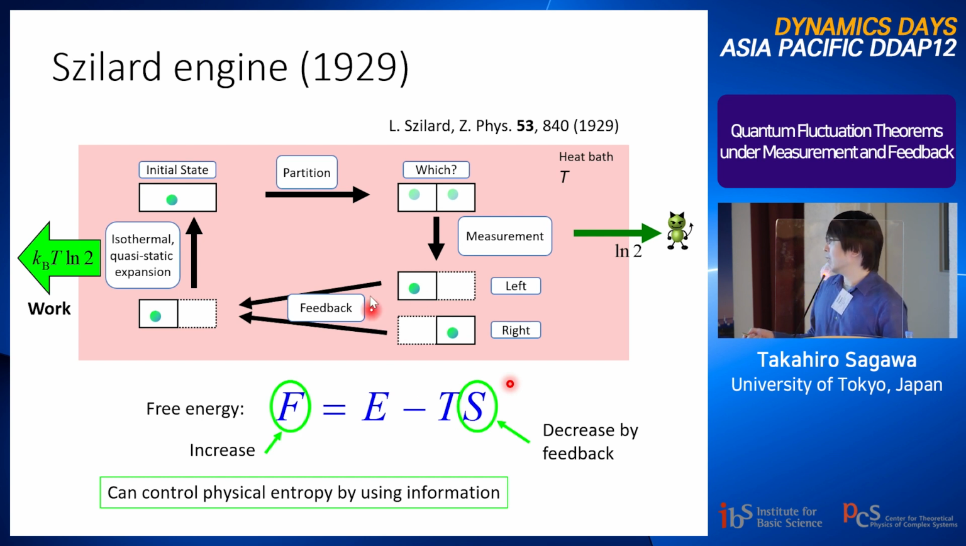And then the demon performs a feedback control. If the particle is found in the left side, then the demon does nothing. But if the particle is found in the right side, then the demon moves the box to the leftmost side very slowly. This process doesn't require any work. And finally, we expand the box from here to here, and the gas returns to the initial state. During this final expansion process, we can extract kT log 2 of work because we can calculate this by using the equation of state of a single molecular ideal gas.